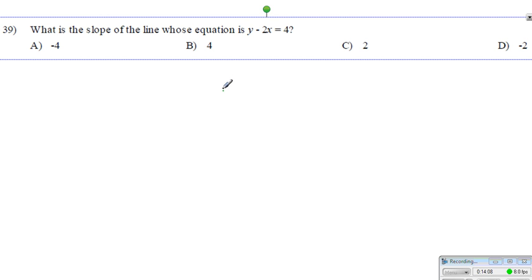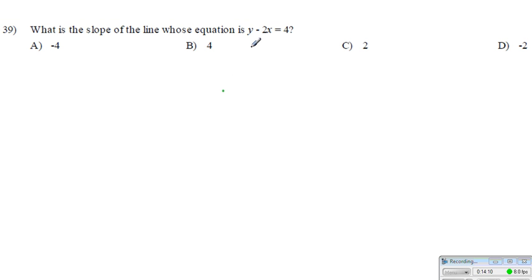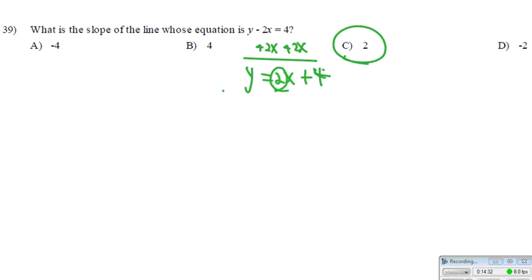Now, slope of this equation. In order for us to find the slope, we need to solve for y by itself first. In order for us to do that, we have to add 2x on each side. Then we end up getting y equals 2x plus 4. Then what's the number in front of x? It becomes 2. So therefore 2 becomes our slope.